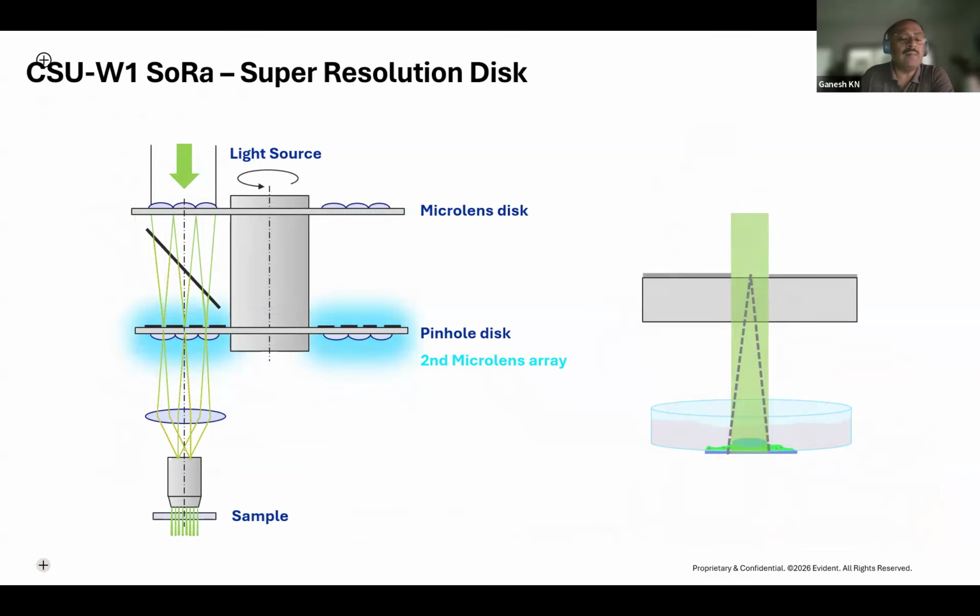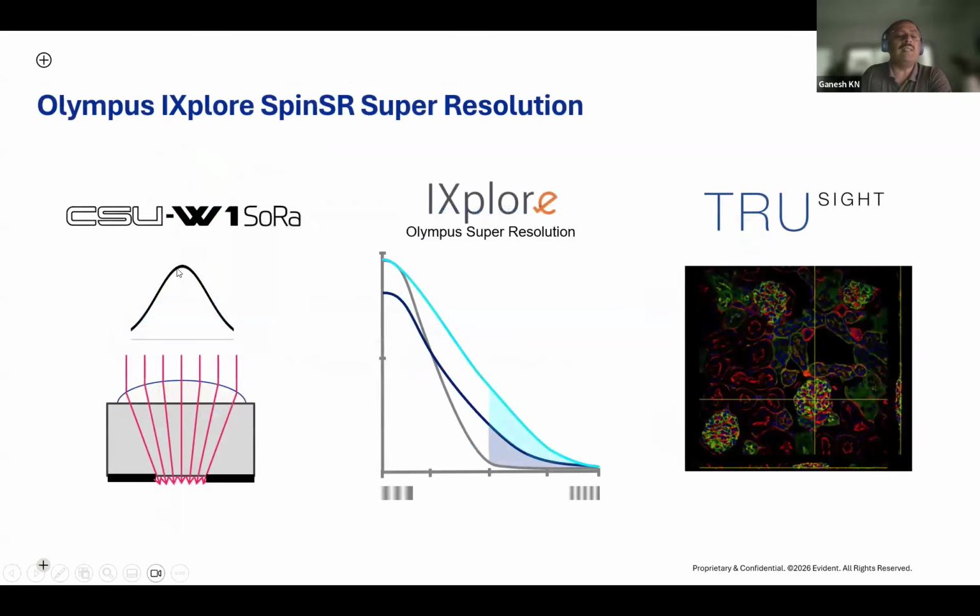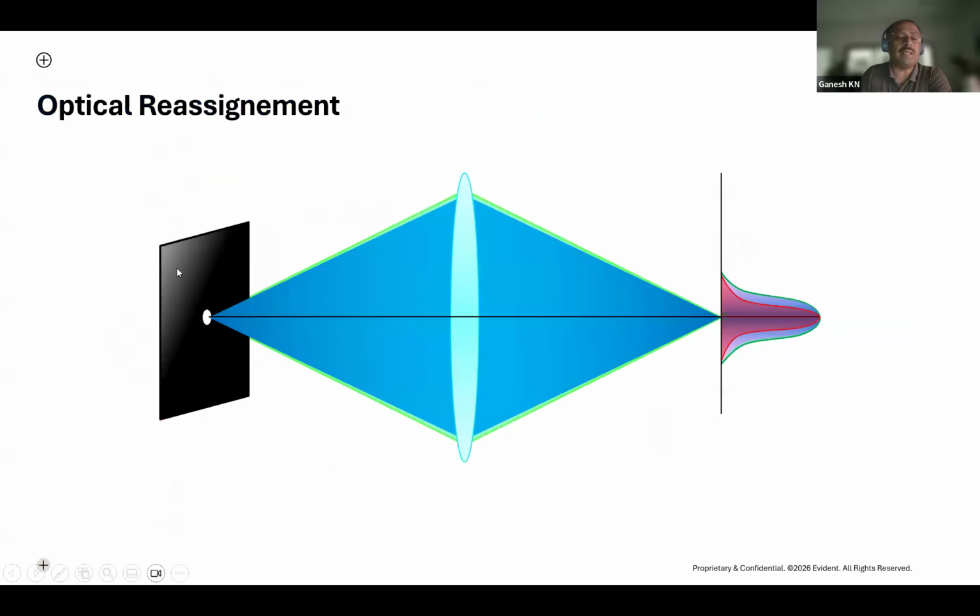So what Yokogawa did is they implemented a micro lens on the emission side also. Now the emission point spread function has also constricted. Now the point spread function, or the resolution of the incoming light, is narrowed down to 140 to 150 nanometer in real time. So the purpose of concentrating the excitation light is now reused to concentrate the emission light into a narrow point, and that's how you get a better image. That is done by SORA, or super resolution by optical reassignment.